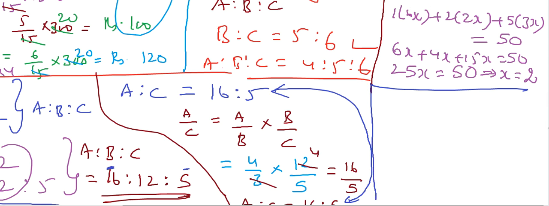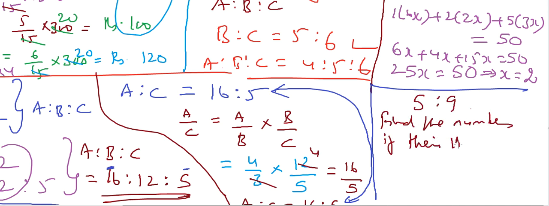Okay, let's combine this HCF and this ratio. The question is: the ratio between two numbers is 5:9. Find the numbers, if their HCF is 16. So how to find this?